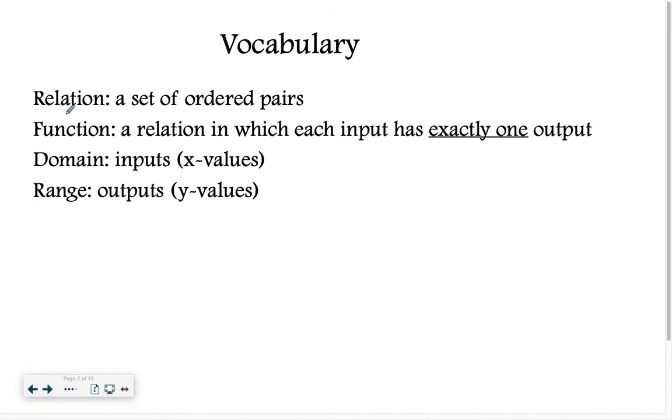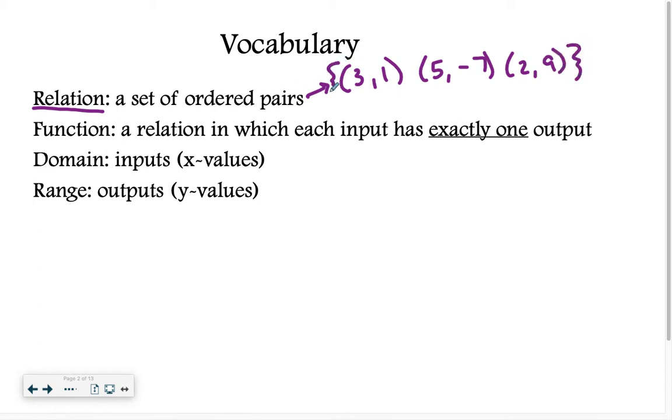You might be wondering, Ms. Johnson, what on earth is a relation? A relation is just another way of saying a set of ordered pairs. So let's say we had the ordered pairs (3, 1), maybe (5, -7), and let's go with (2, 9). Sometimes you see ordered pairs listed like that. That is called a relation, okay? That's all that is. A set of ordered pairs is called a relation.